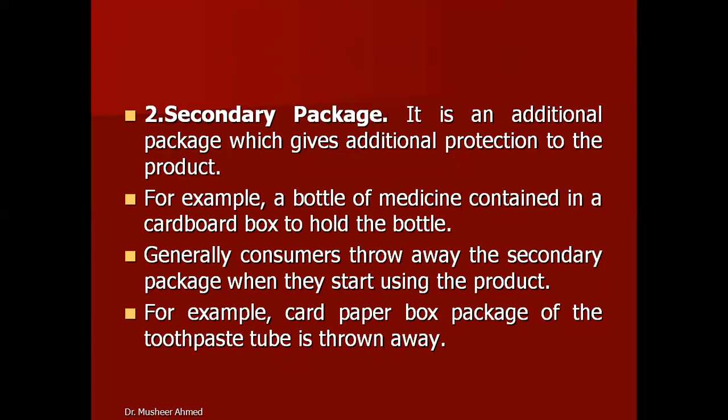Here, for example, a bottle of medicine is contained in a cardboard box to hold the bottle. In the earlier example of primary package, I said that a bottle containing capsules, so the bottle is the primary package, but that bottle is put into a cardboard box. So that cardboard box is the secondary package, the bottle is the primary package.